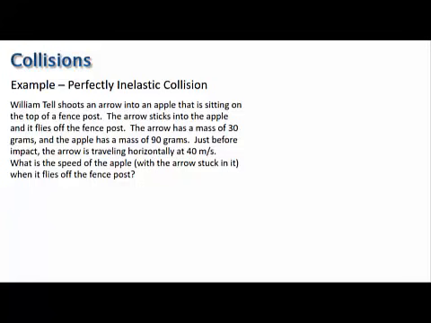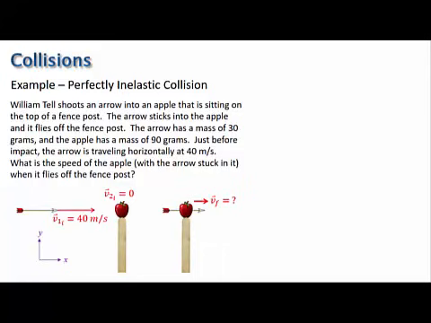The first step from the procedure in the last video is to draw a diagram, where I've called the arrow object 1 and the apple object 2. The next thing we need to do is to identify the type of collision. The title of the example already tells us that it is a perfectly inelastic collision, but we should be able to recognize that given the fact that the objects stick together. Then we can write down the conservation of momentum equation.